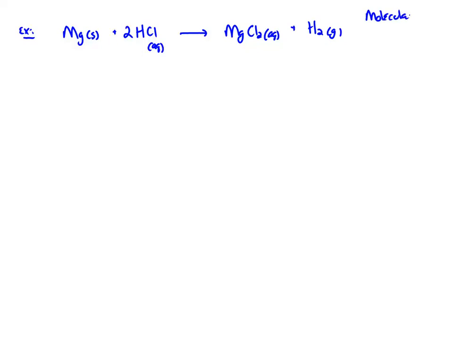Okay, one last example. If I have magnesium solid plus 2HCl aqueous, they'll react together to form magnesium chloride aqueous plus hydrogen gas. So this is my molecular equation. And I've got to be honest, of the three types of equations, in order to do a problem like this, I pretty much have to give you the molecular equation, right?